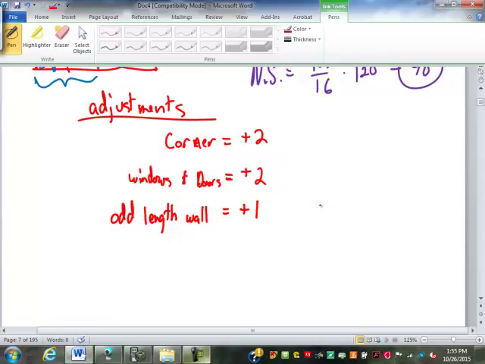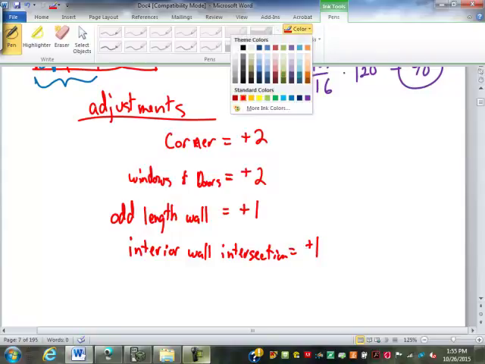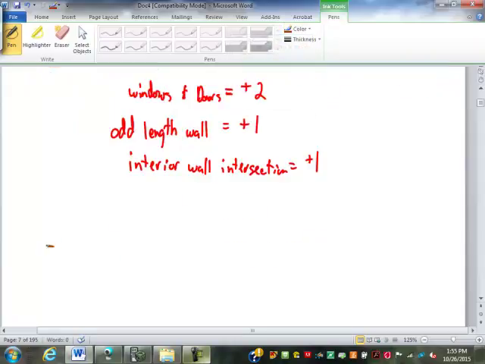Now this next one is debatable. Interior wall intersection. The packet I'm going to give you says to add 1. The reason they say add 1 for an interior wall intersection: you've got your 2x6 exterior wall like this, and let's say you've got a stud here and a stud here. Your 2x4 interior wall intersects it right here, and of course there's a stud at the end of that.